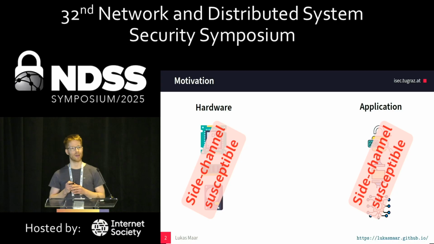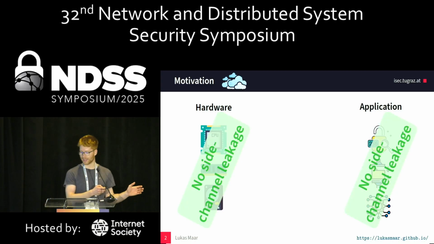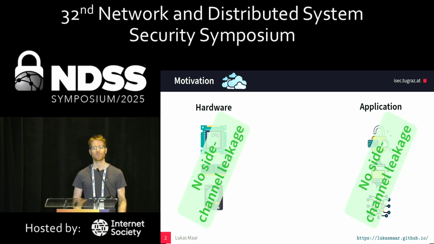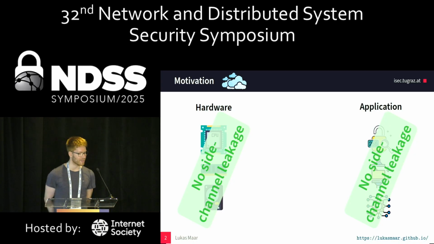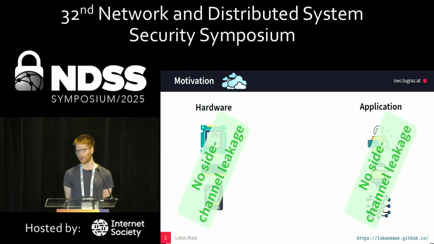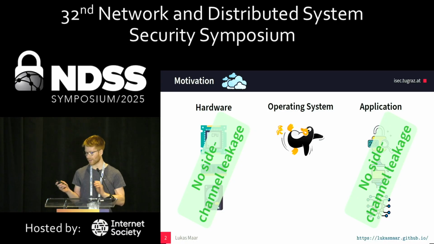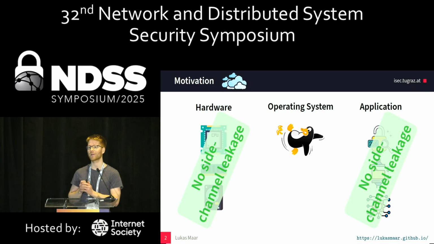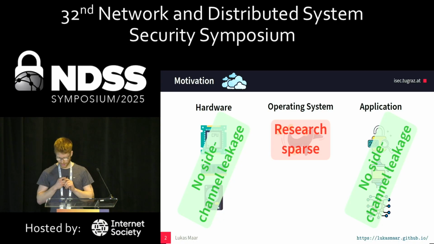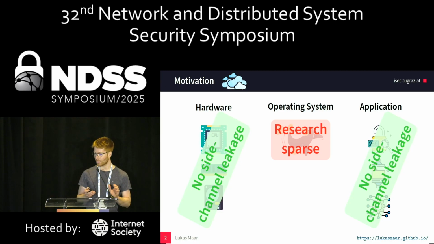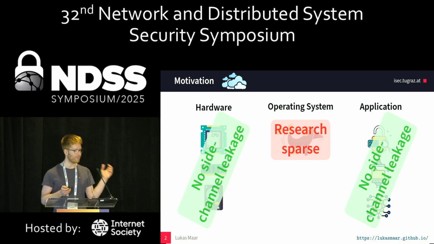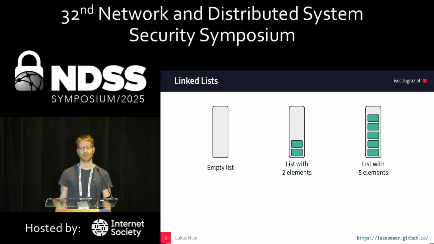So let's assume a dream world where both sides, the hardware level and application level, are free from side channel leakages. And now the question arises, are we safe from side channels? Have we solved side channel security? Unfortunately, no, because in a lot of systems, the application runs on an operating system, and research on operating system level is pretty sparse. So what we did as a research group, we analyzed one of the most fundamental entities of an operating system, which is the linked list.